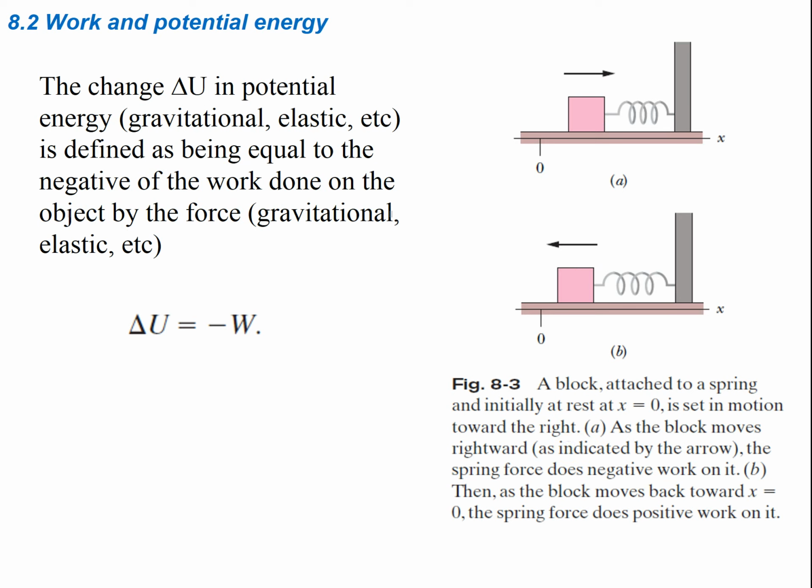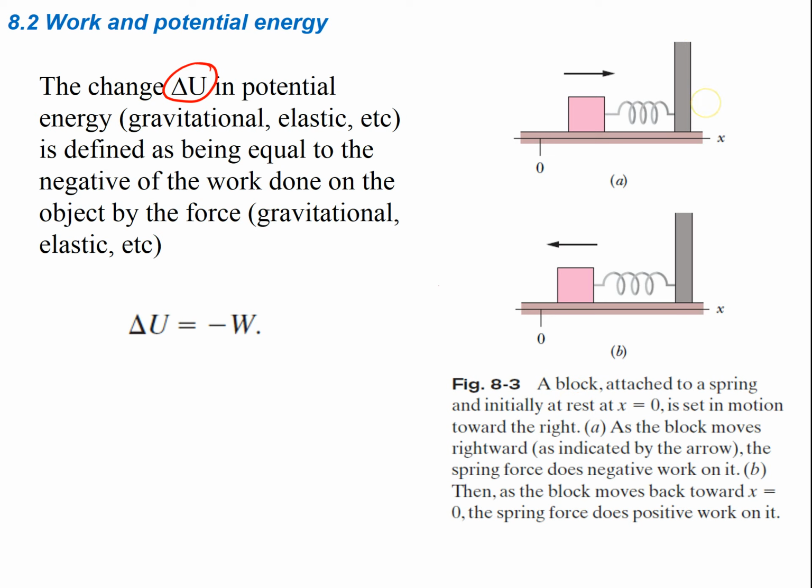So, work and potential energy. The change, delta U, remember this is change of potential energy, in gravitational, elastic, whatever, is defined as being equal to the negative work done on the object by the force, gravitational or elastic. So let's look at our figure. A block attached to a spring and initially at rest at x equals 0 is set in motion toward the right.